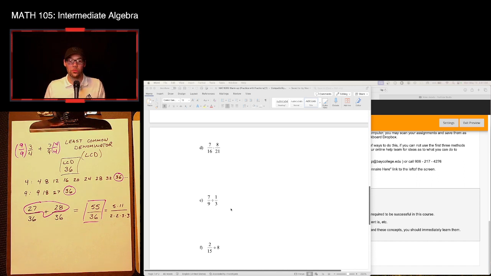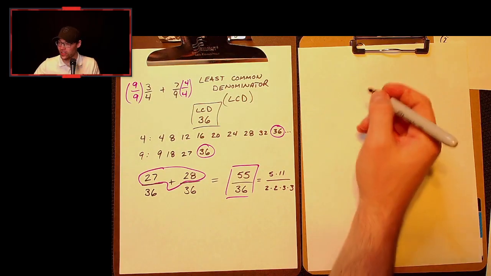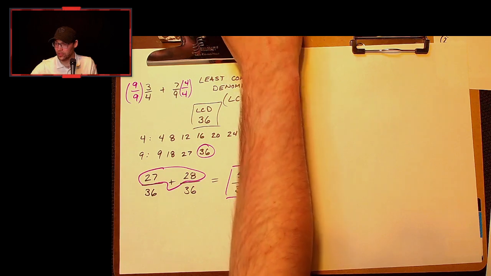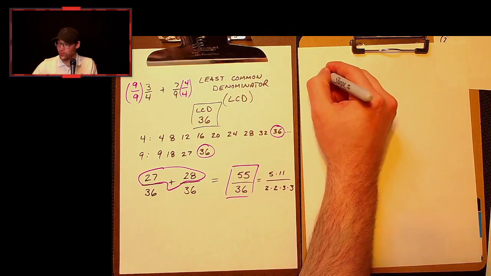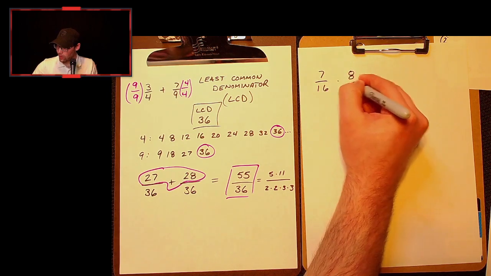fractions. So it turns out multiplication and division of fractions is actually much easier than addition and subtraction. With addition and subtraction, you are required to have the same denominator. With multiplication and division, you actually do not need the same denominator. So let's go ahead and take a look at our next problem here when I scroll down on my other computer. For D, we have got 7 over 16 times 8 over 21.